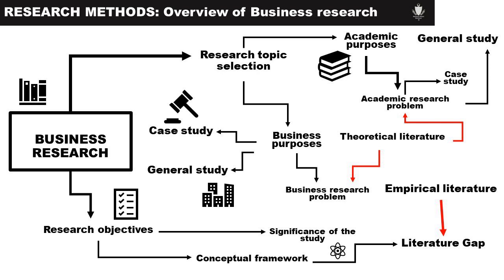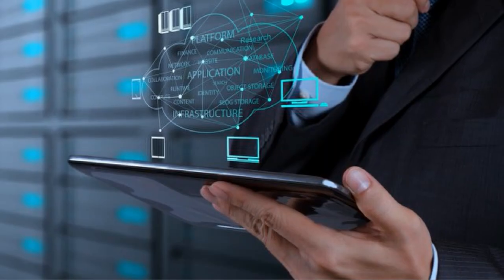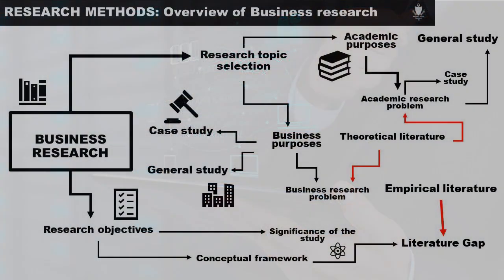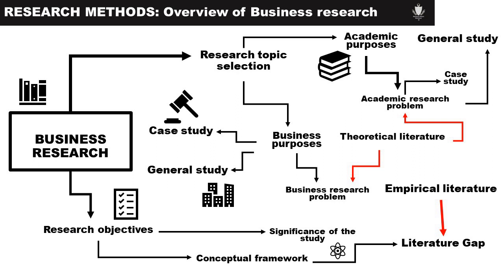Okay, now let us suppose that you pick a topic for business purposes. That implies that you are basically looking for a solution to a business research problem. So this also brings a question to mind: how do we come up with a business research problem? How we come up with a business research problem is basically the same way we come up with an academic research problem, except that, of course, there are a few differences which will be discussed very soon.